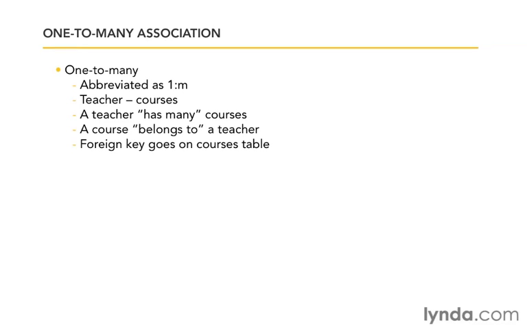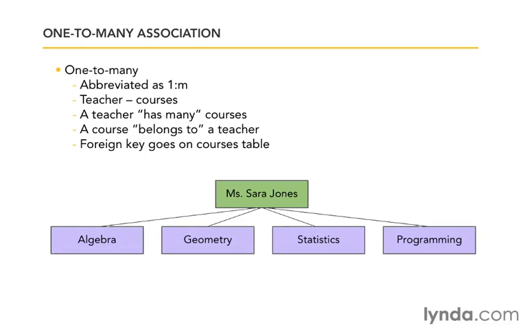Let's take a look at the one-to-many association. A good example of this would be that a teacher teaches several courses. We said each teacher has 4 courses a day. So a teacher has many courses, and each course belongs to a teacher. And therefore, the foreign key is going to go on the courses table.